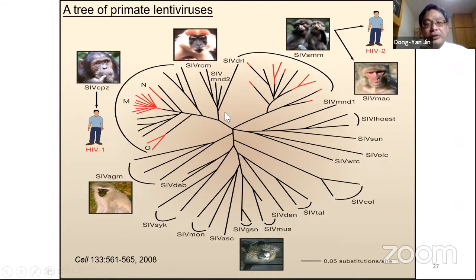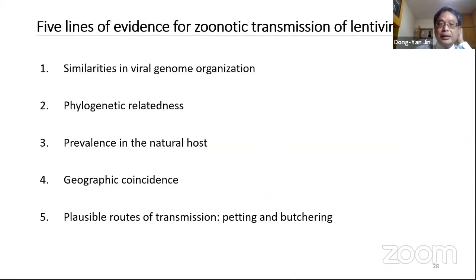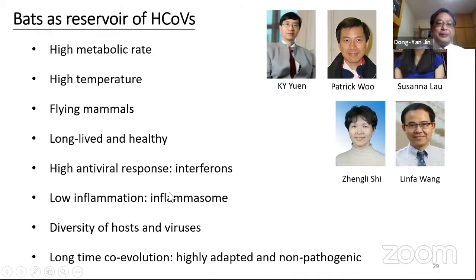The same could also be true for SIV transmission to give rise to HIV-2. There are multiple events, but only two or three finally give rise to HIV-2. So in the case of HIV, these zoonotic transmissions were established based on the similarity in viral genome organization, phylogenetic analysis, prevalence in the natural host, geographic coincidence, and also the possible routes of transmission, including petting and butchering.